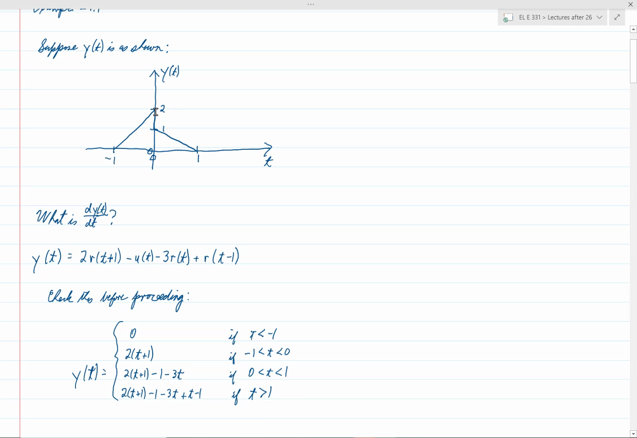Now in addition to jumping down, the slope of the graph changes rather dramatically. Instead of being positive 2 as it was there, it now becomes a slope of -1. And so that means that we need to subtract off 3r of t, which you see right here. And then finally, there's one more change of slope here at t equals 1. The slope goes from -1 to 0, which we can achieve by adding r of t minus 1.